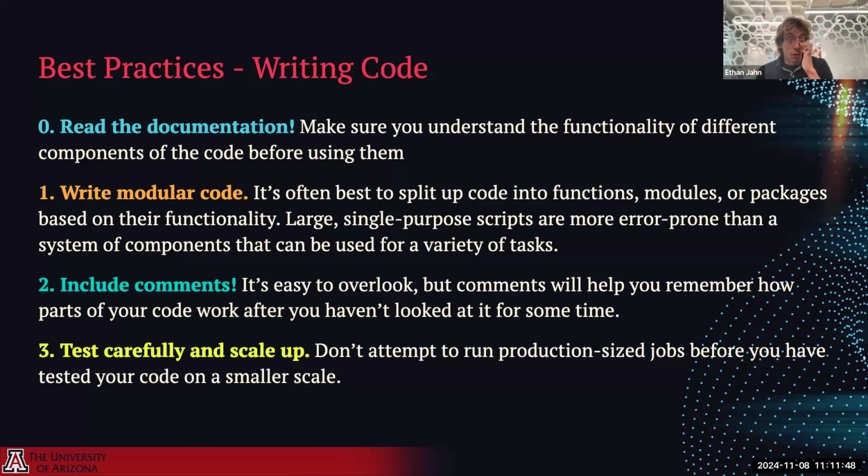And the last one here on this slide is test carefully and scale up. Don't attempt to run production-sized jobs before you have tested your code on a smaller scale. Don't try to run a 1,000 CPU job on the HPC until you have tested your code to make sure that you're not bringing down a bunch of nodes on the HPC. You want to make sure that your code is functional and does what you want it to, and also that it's not wasting your compute time allocation. So testing carefully is always important.